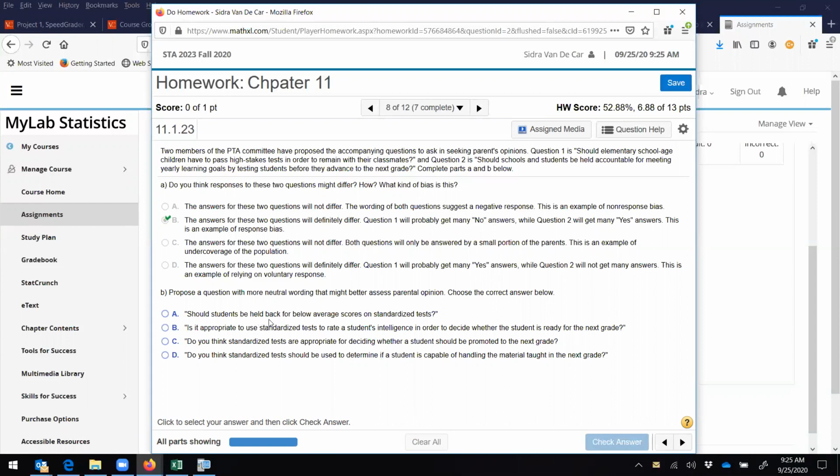All right, notice this is held back for below average scores. That's kind of biased a little bit. Talking about students' intelligence. Now here we go. This is neutral language. Do you think standardized tests are appropriate for deciding whether a student should be promoted to the next grade? Of capable of handling the material taught, that's kind of biased wording. So we're going to go with C.